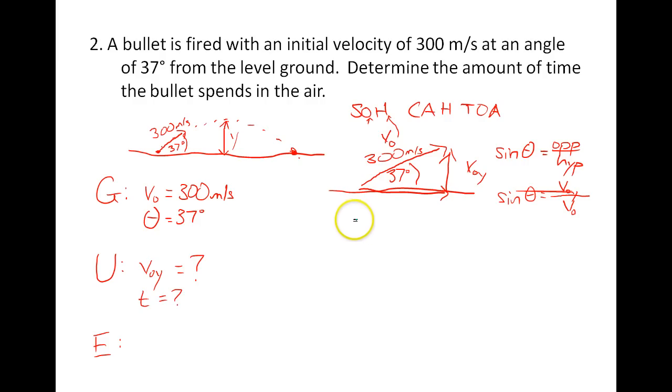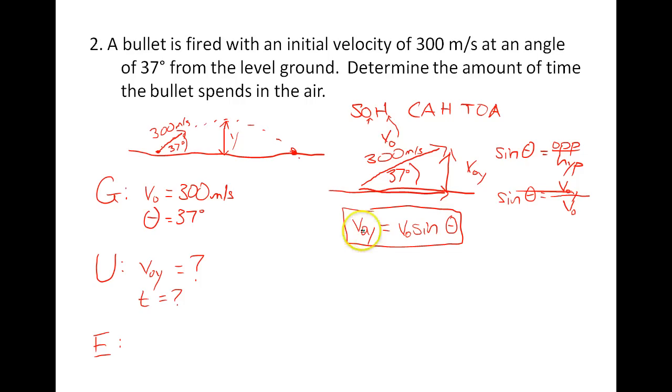All right, so let's rearrange this to solve for initial velocity. So initial velocity in the vertical direction is going to be equal to the initial velocity times the sine of the angle, and we've seen this before. This is an important formula for you to have memorized right here.